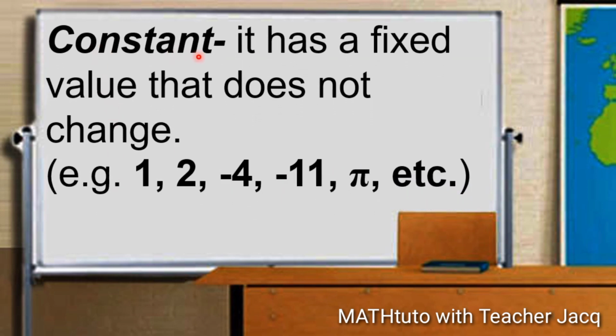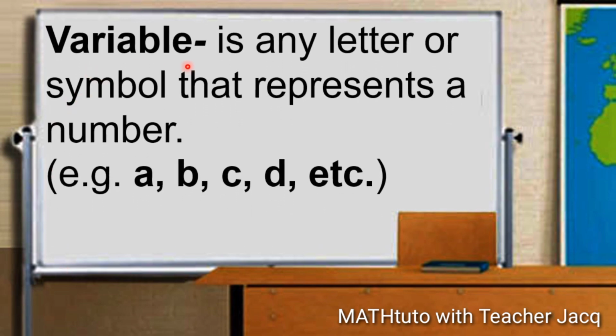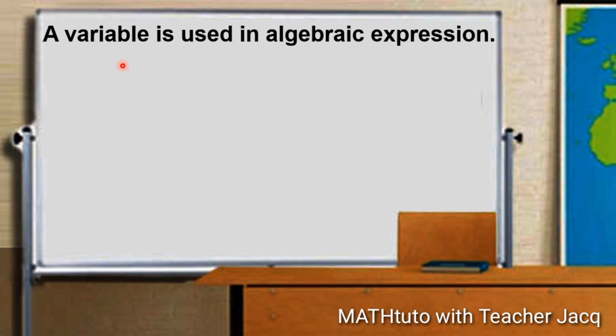Next, we have constant. A constant has a fixed value that does not change. For example, 1, 2, -4, -11, pi, etc. For the last one, we have variable. A variable is any letter or symbol that represents a number. Examples of variables are A, B, C, D, etc. A variable is used in an algebraic expression.